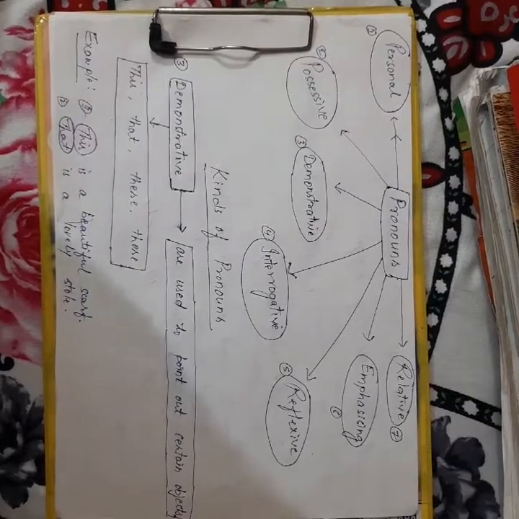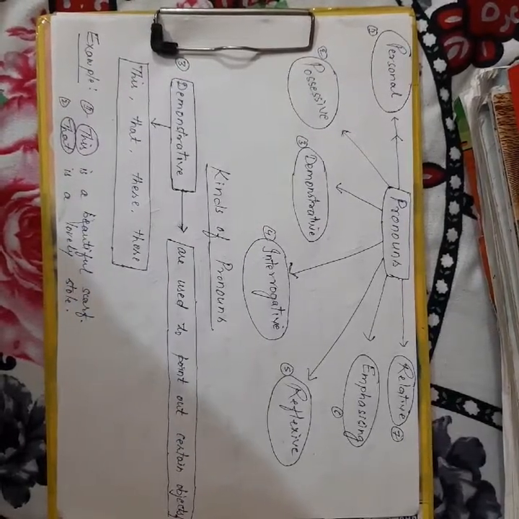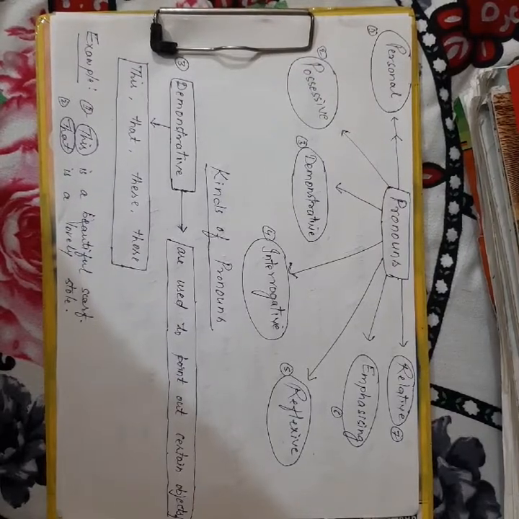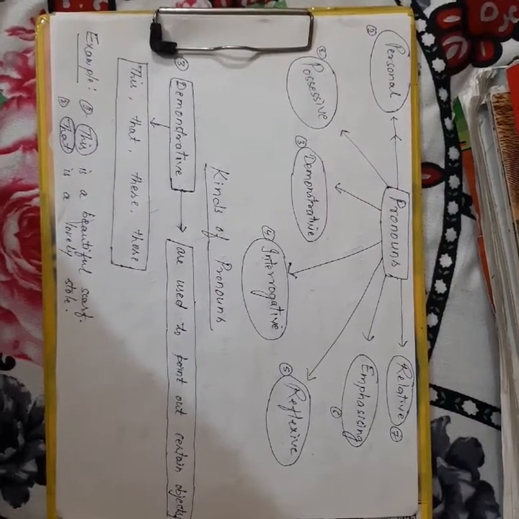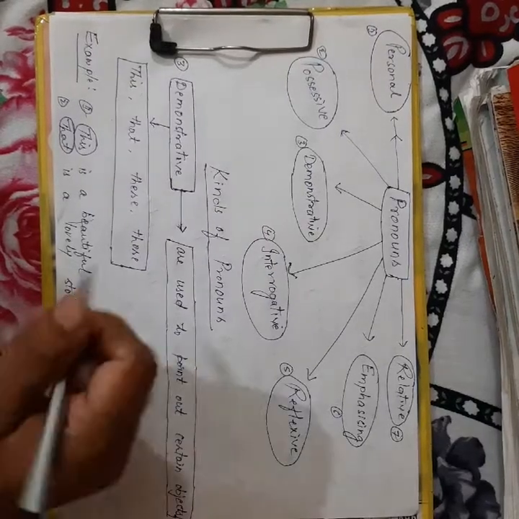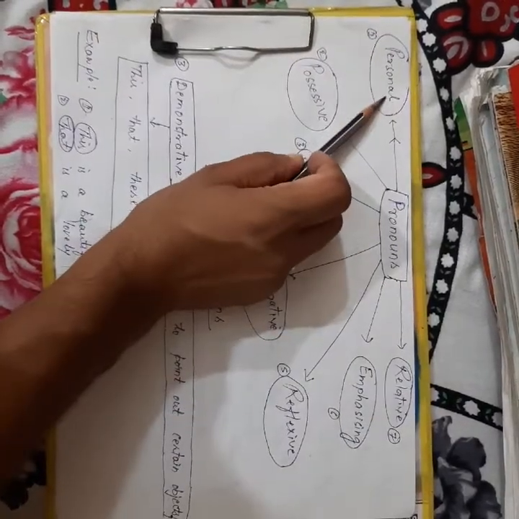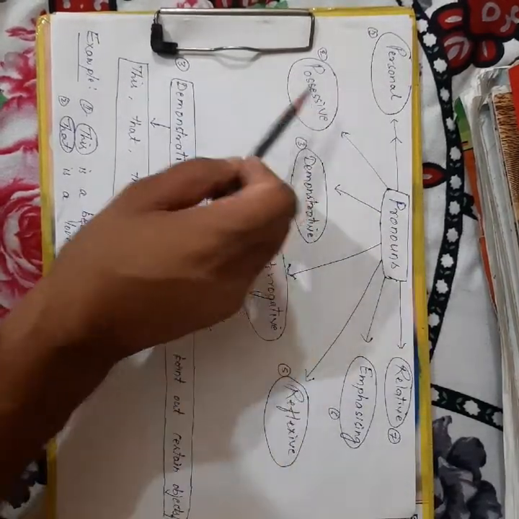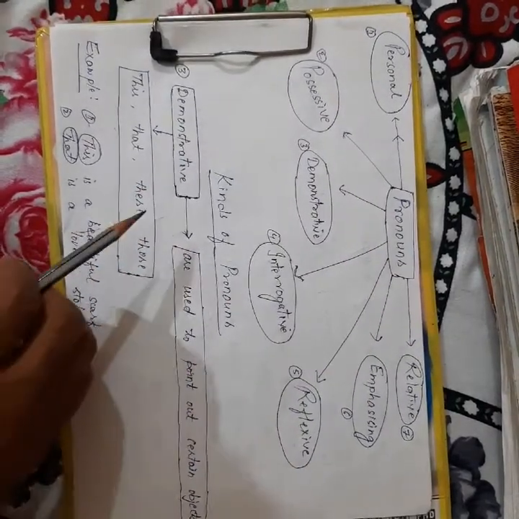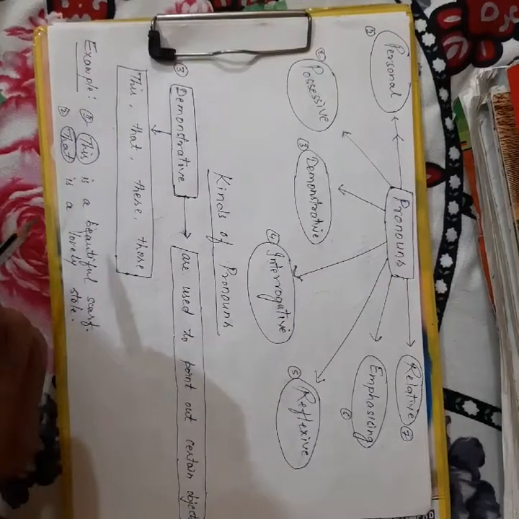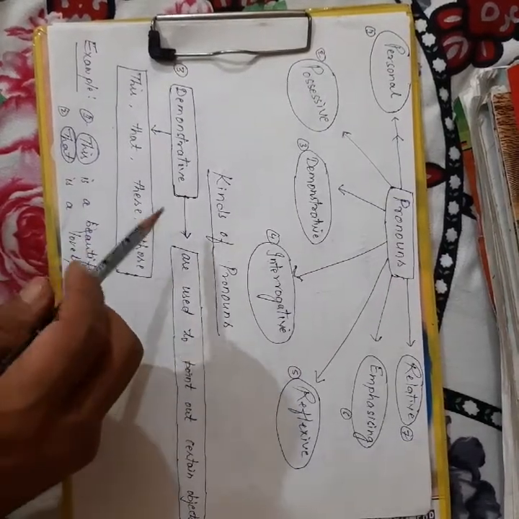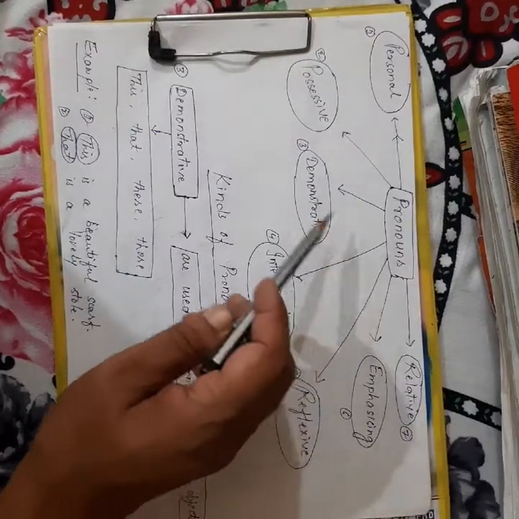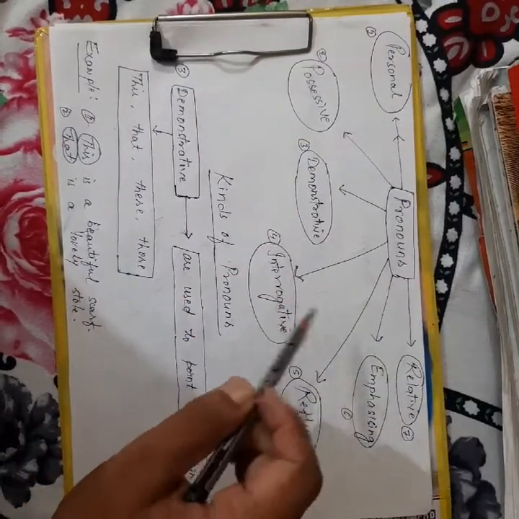Well, in the previous class, we started the pronoun chapters and we did two kinds of pronouns. The first one is personal, and the second one is possessive. So, we have done these two, and let us start from the third type. Okay, so basically I have written here the kinds of pronouns.